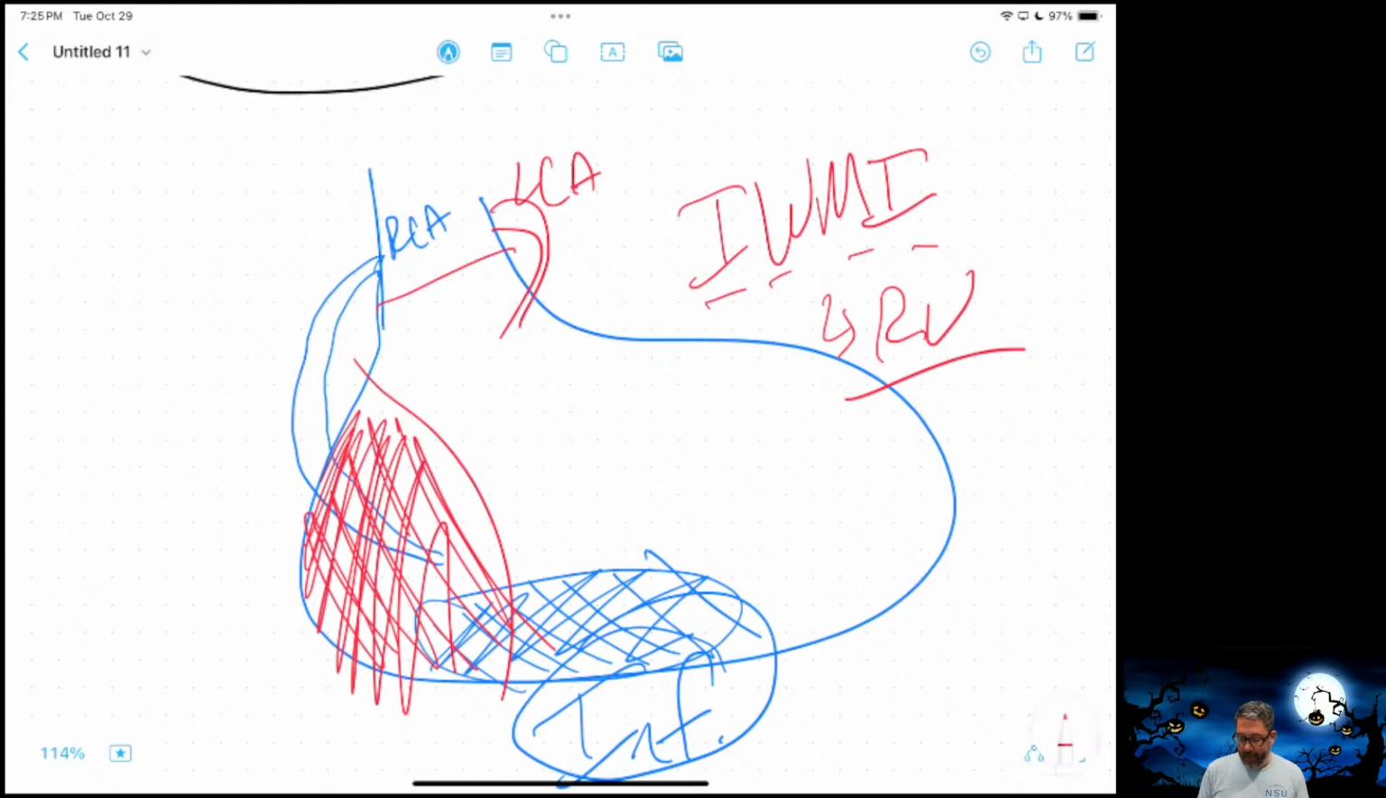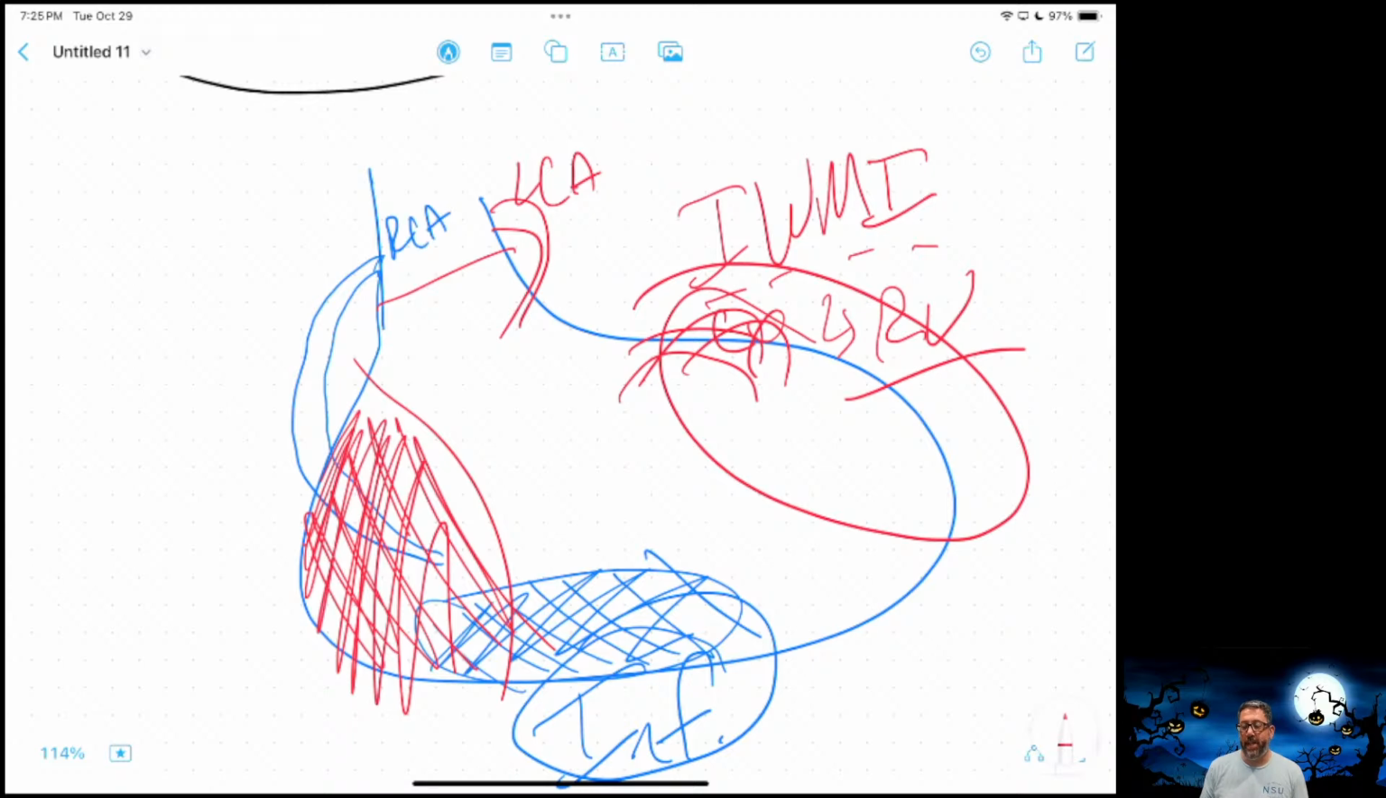Your circumflex is on the opposite end, it's going to be your free wall. If I say you have a lateral MI, what vessel is feeding it? It's your circumflex. So the anatomy comes in also.